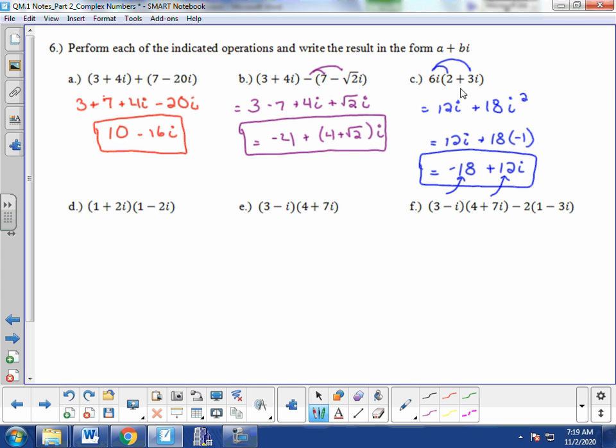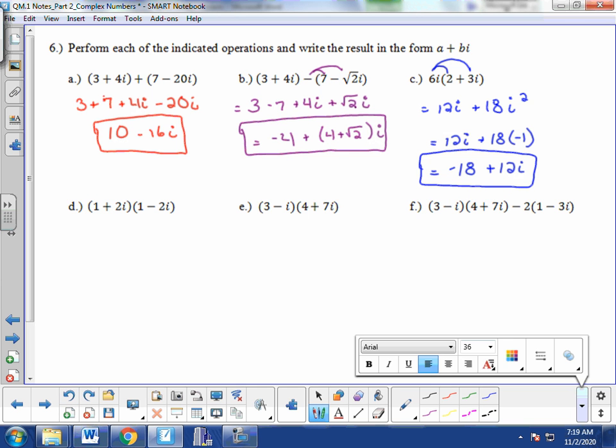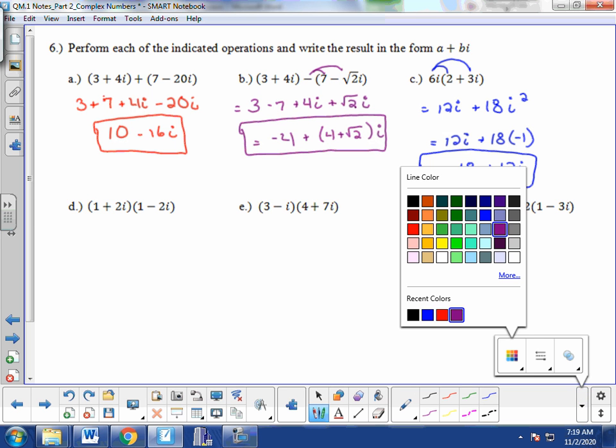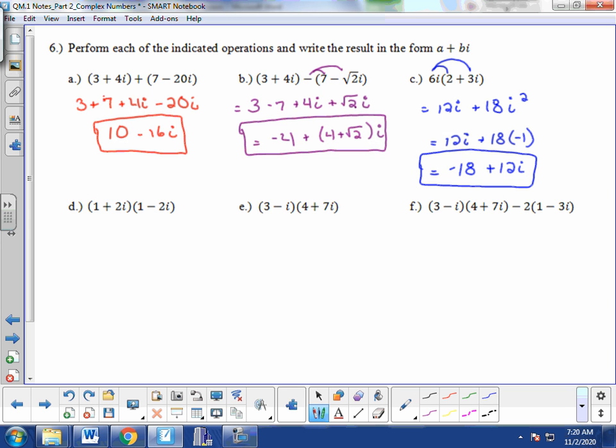So what we see here is that i squared can be simplified into negative 1, and that goes back to the definition of an imaginary number. This is something we're going to see occur over and over, so we've got to get used to seeing i squared and replacing it with negative 1.